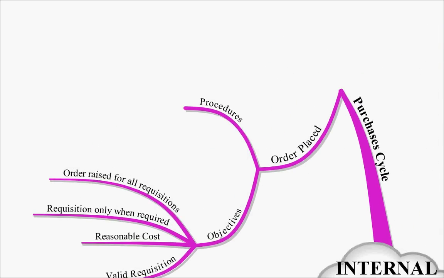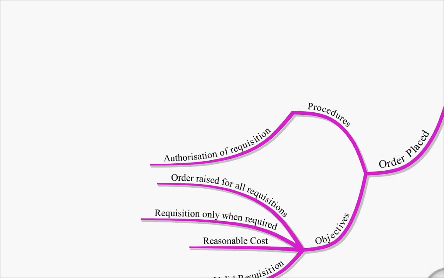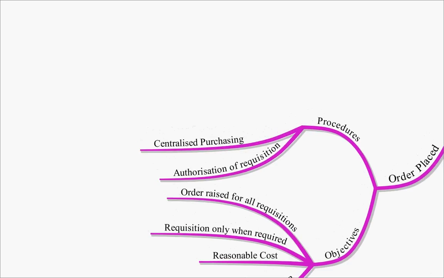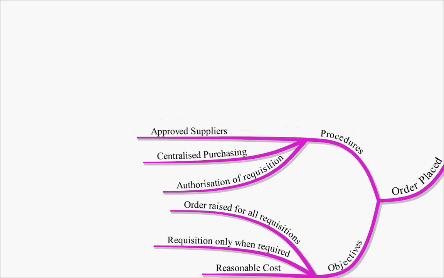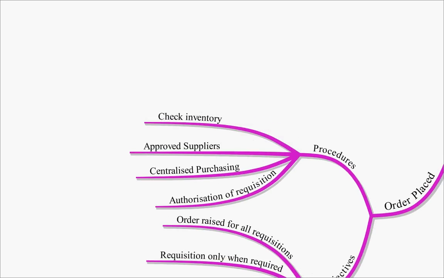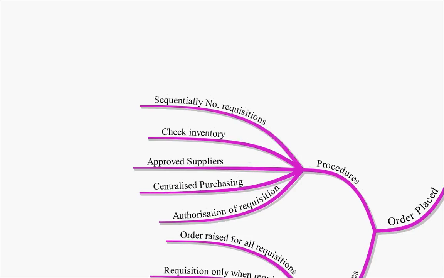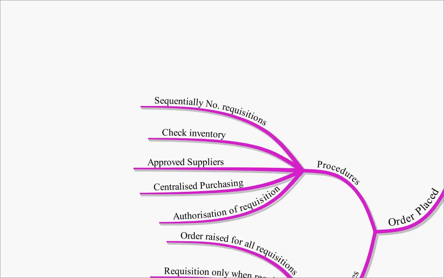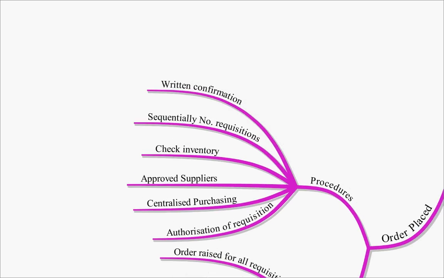Procedures to ensure this happens then. We want to get authorization of the requisition. We'll probably centralize our purchasing to make the procedure more structured. We only use approved suppliers. Check the inventory to make sure that we do need the goods. Have sequentially numbered requisitions to make sure none get left out. And ensure that we get written confirmation from the order manager.